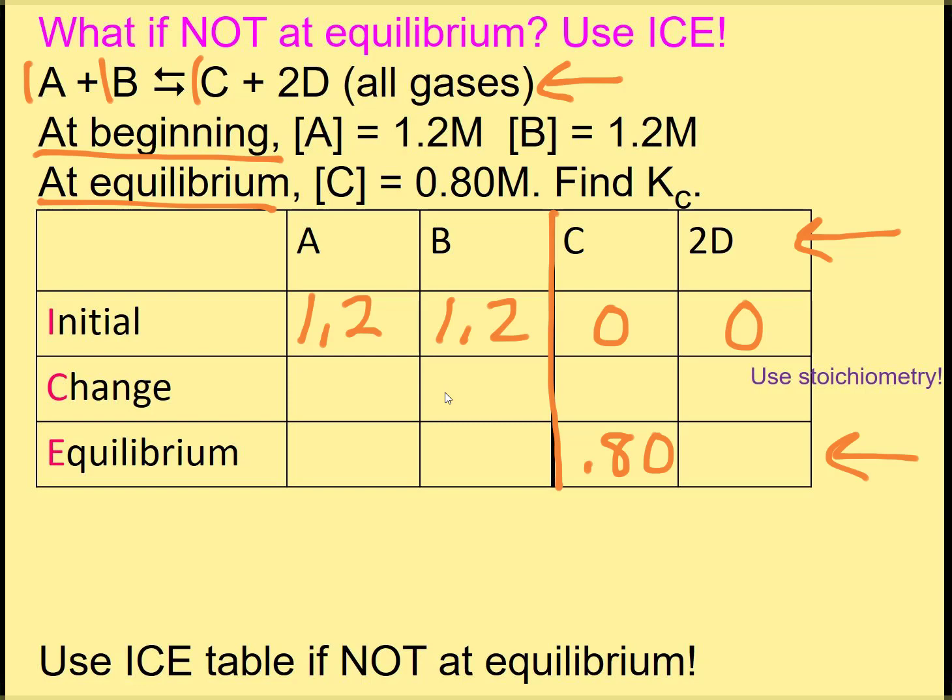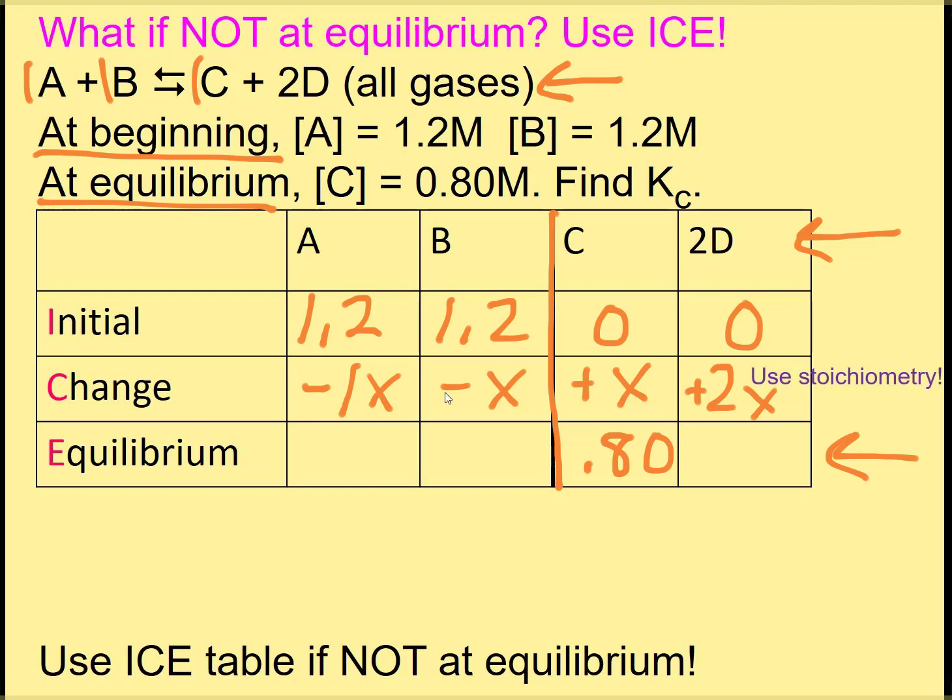So my reactants are going to become products. So they're going to go away by 1x or just x. And my products are going to appear with the stoichiometry. So this one is going to appear by 1x, and this one is going to appear by 2x. So again, you have the stoichiometry in that change line.